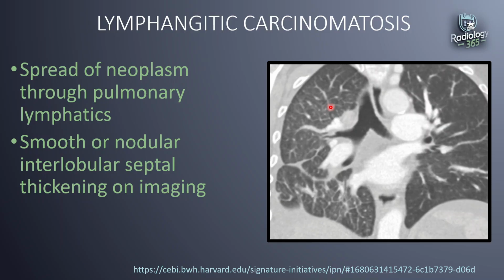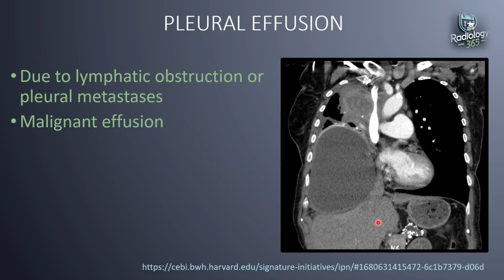Finally, we'll talk about pleural effusion. Pleural effusions are relatively common in lung cancer, and they may be due to lymphatic obstruction or pleural metastasis. A malignant effusion is the presence of malignant cells within the effusion. A malignant effusion is an M1A lesion, and this precludes curative resection. Not all effusions associated with lung cancer, however, are malignant effusions, so it's necessary to have cytologic evaluation.